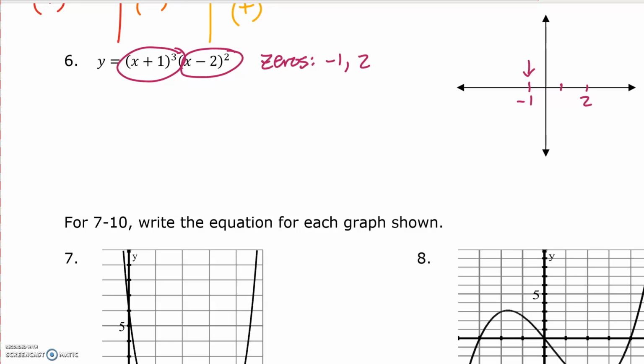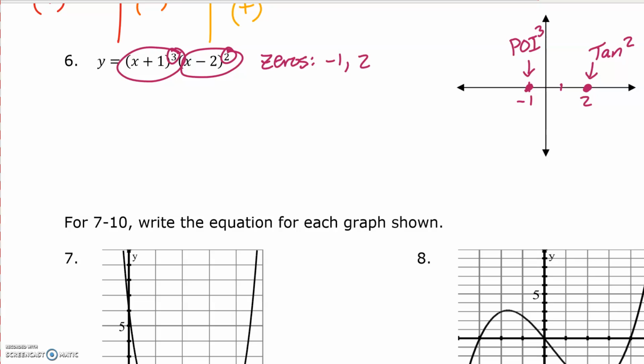I'm going to identify at the moment what's happening at that -1 because of the cubic. This is going to be a point of inflection. And because of the squared, this is going to end up being a point that is tangent. That's going to come into play next week as well.